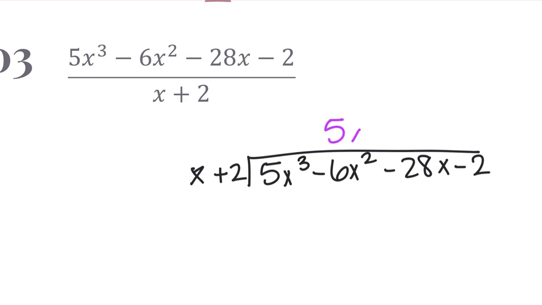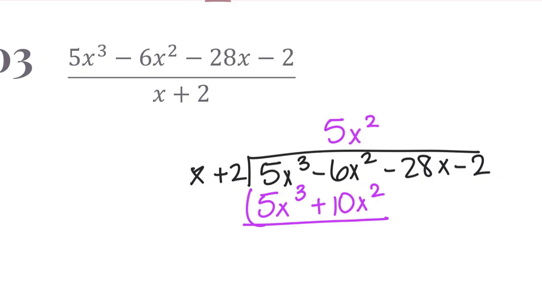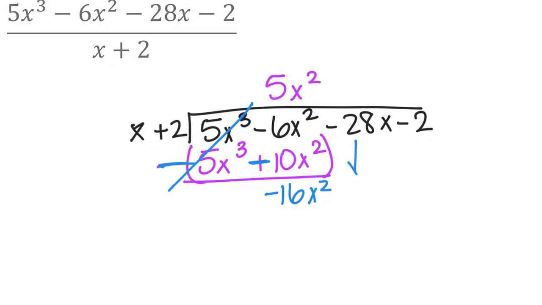5x squared. So now we have 5x cubed plus 10x squared. Again, how did I get that plus from? I multiplied 5x times 2. That gives me 10x squared. Don't forget you are subtracting, and because you're subtracting everything, you're going to change the signs. So these are going to cancel out. Negative 6x squared minus 10x squared is going to give me a negative 16x squared. And then go ahead and bring your next term down, which is 28x.